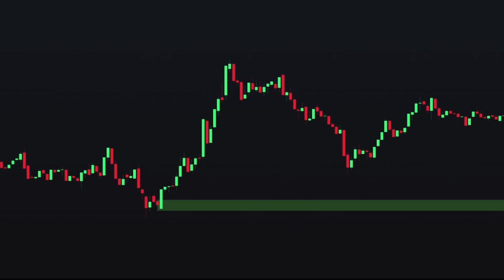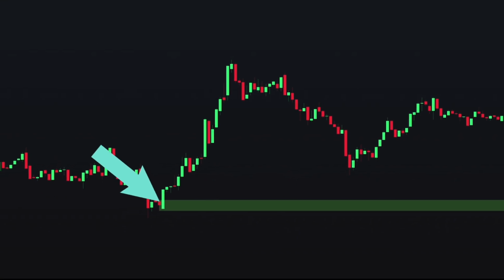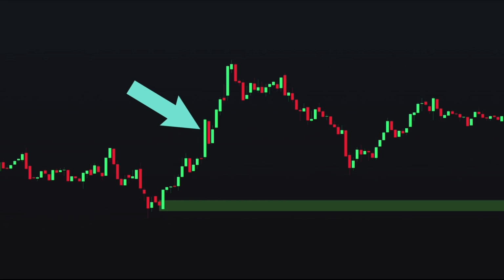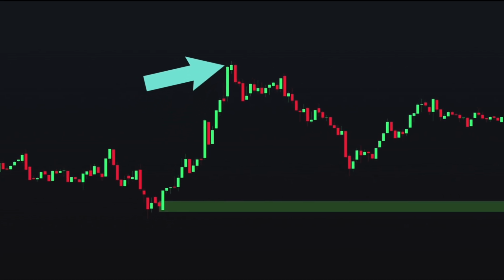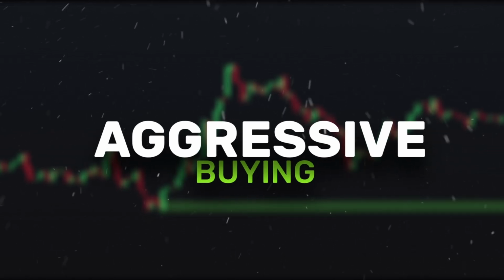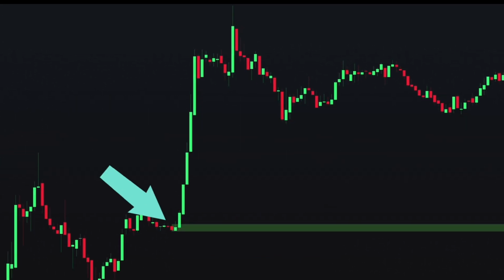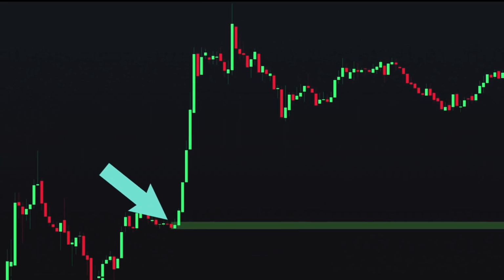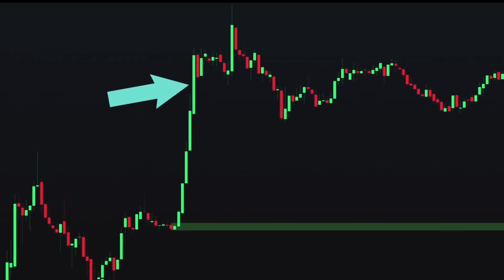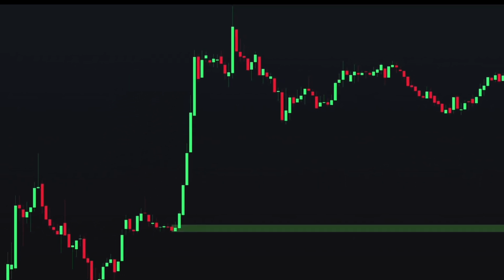For example, here, this move would not be considered an area of demand. Sure, you have decently sized green candles right here, but this wouldn't be considered enough to be an area of demand. What we're looking for is aggressive buying. For example, here you can see from this point on, there was extreme buying. As you can see from this price action right here, this would be considered a successful demand zone.